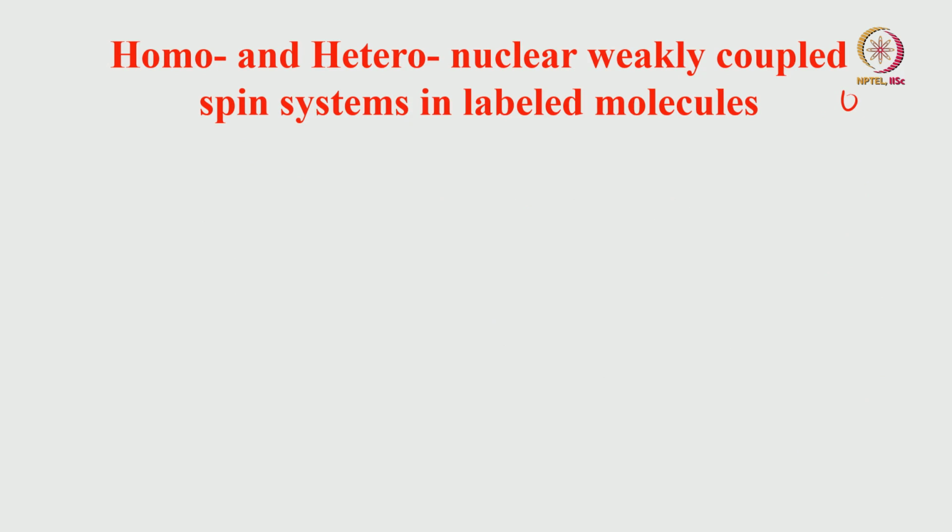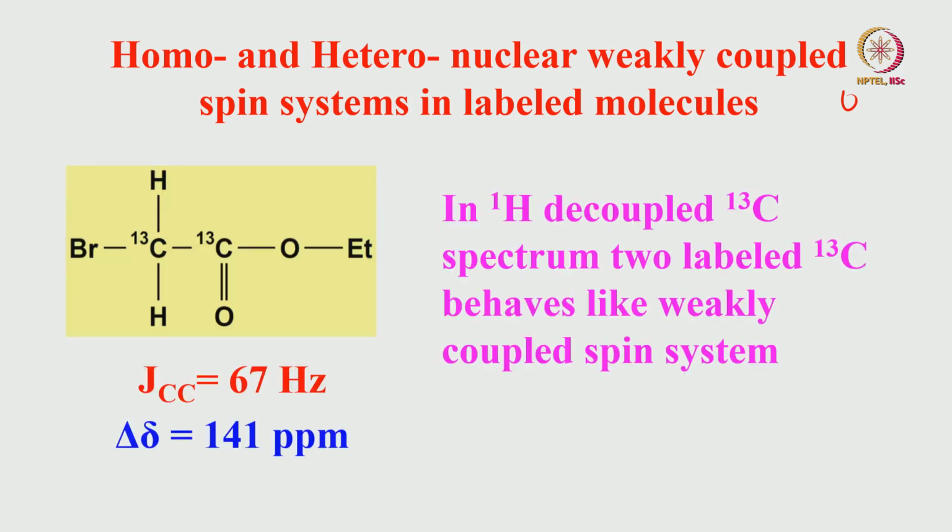What happens in a labeled molecule? For example, I consider a molecule like this. 2 carbons are labeled. Labeled means enriched. Abundance is 1.1%. Somehow after labeling it is 100% abundance. When there is 100% abundance, there is a coupling between carbon and carbon. Do not worry about it. Proton I am decoupling. I will tell you what decoupling is, everything later. I do not bring in the coupling of proton to carbon. I see only carbon carbon coupling.